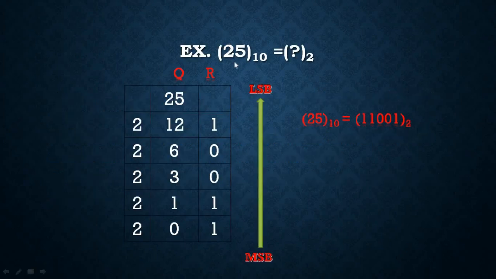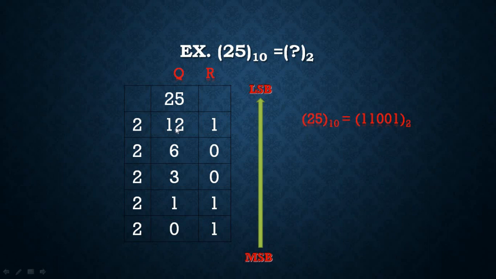We consider the decimal number 25 to the base 10 and we have to convert this number into the binary number system. For that purpose, in a table we create three columns: one column for the divisor, the second column for the quotient and the third column for the remainder. We put the number 25 in the quotient column at the top and divide it by 2. When we divide 25 by 2, we get the quotient 12 and the remainder 1.